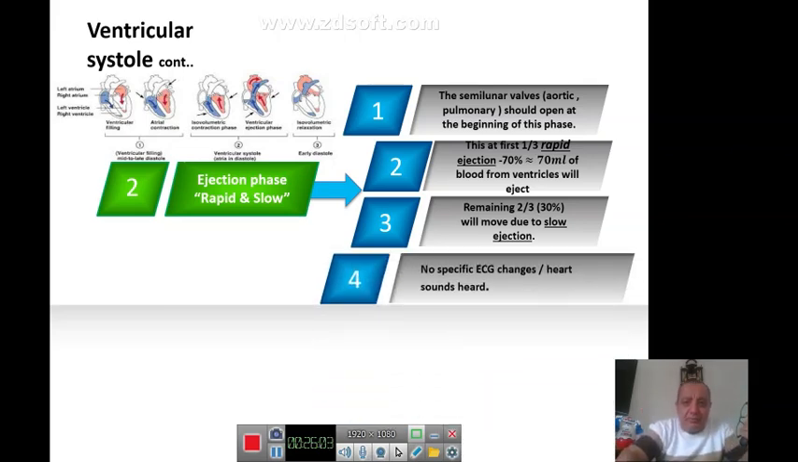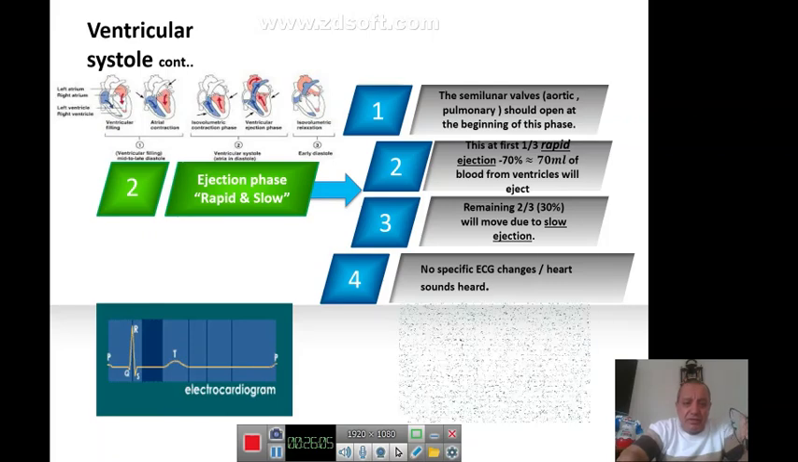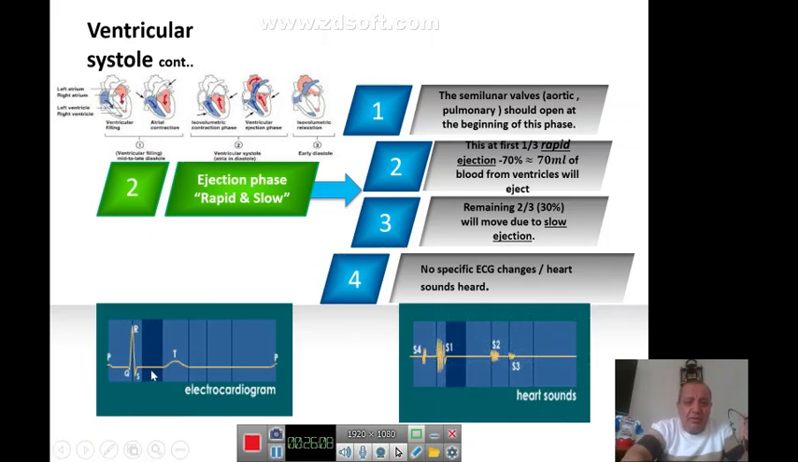So this is the rapid ejection phase, and the corresponding segment in the ECG is the ST segment, starting from the end of S and ending at the first part of the T wave. This segment should be isoline. What's the meaning of isoline? It means not positive, not negative.